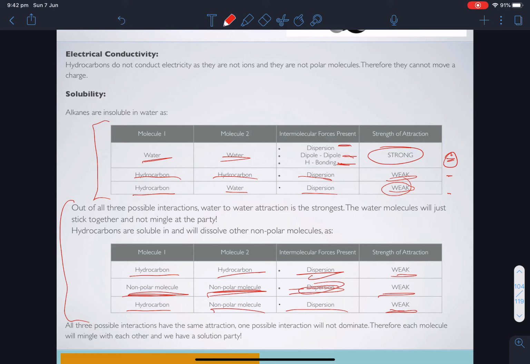So you can see all three possible interactions are about the same strength. So when you cause a mixture of this, one part's not attracted to the other any more than the rest of them. So they can intermingle really well and they form a homogeneous mixture or a solution. So that is why hydrocarbons are soluble in non-polar solvents, but why they're not soluble in water.